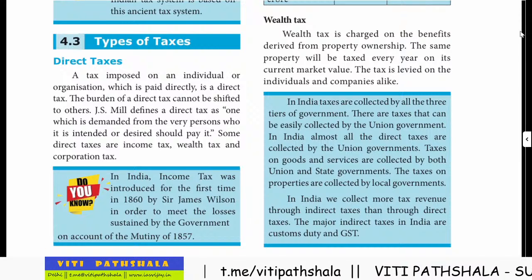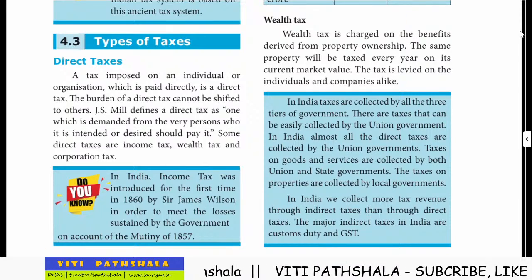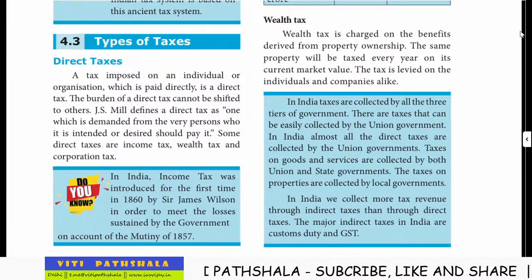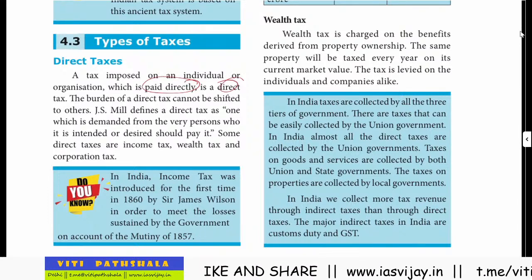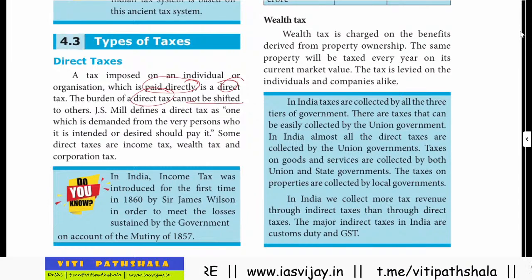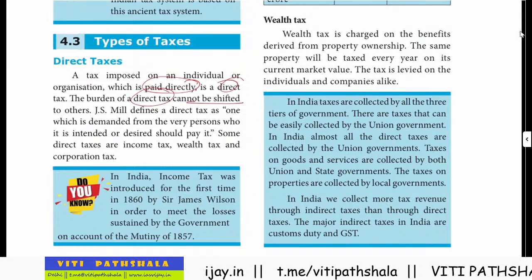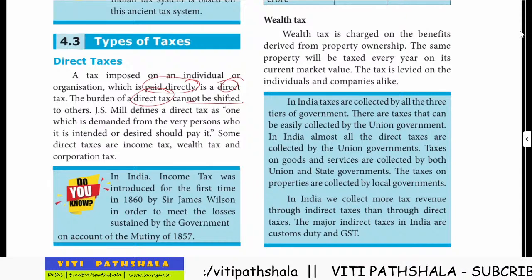Now, the types of taxes. A tax imposed on an individual or an organization which is paid directly is called a direct tax. Burden of a direct tax cannot be shifted. Direct tax मतलब कि आपको ही पे करना है. अगर आप पे burden है, आप किसी और पर थोप नहीं सकते हो.